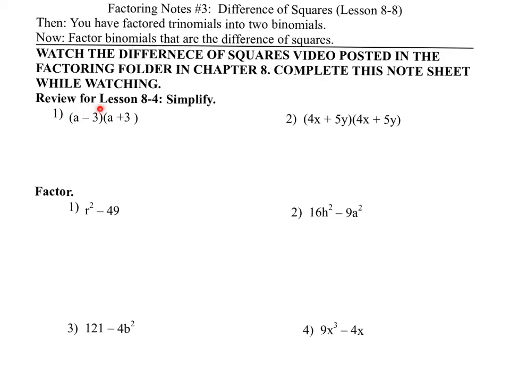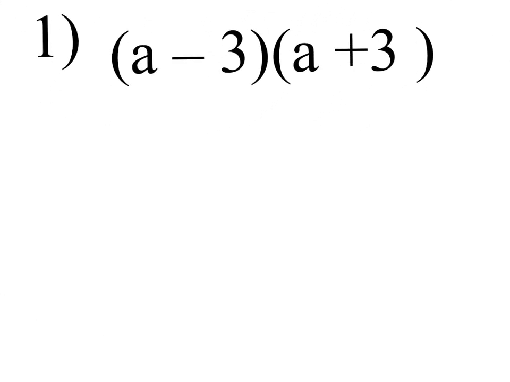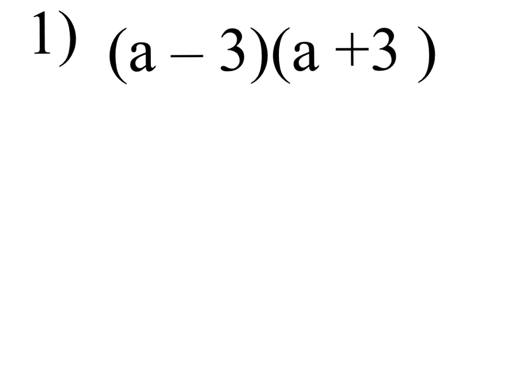So if I look here, it says review from 8-4, simplify, okay? And so if we look at this, we are basically just going to be foiling. And remember that when I had a minus and I had a plus, that middle should have started canceling out. So I'm going to start foiling this out. When I do that, I'm going to get a squared plus 3a minus 3a and then minus 9. Again, keep in mind that those middles cancel and we get a squared minus 9.